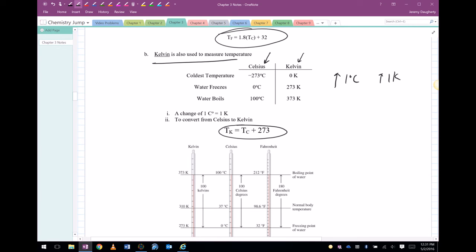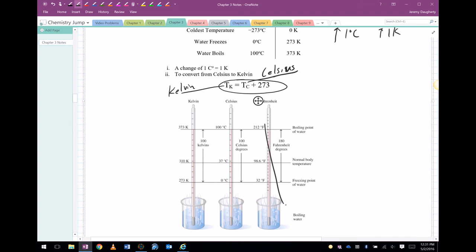The temperature in Kelvin is equal to the temperature in Celsius plus 273. So again, that's the Kelvin temperature. This is the Celsius temperature, however you spell it. And then you just add 273. So again, don't worry about Fahrenheit. You can see they're 273 away from each other.